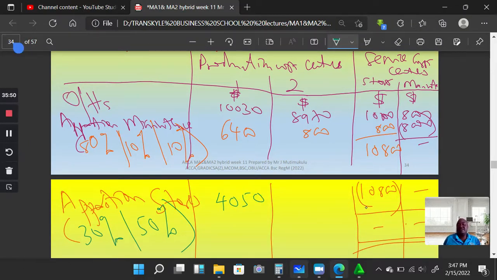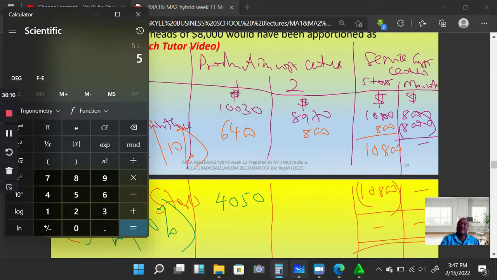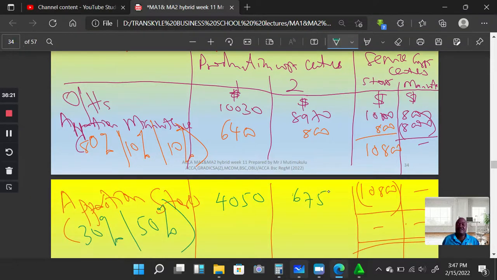Okay, we are apportioning this figure. The next one, we want to find the figure for here, so we are going to say 50% over 80%, or 50 over 80, or 5 over 8. It's the same thing. 5 over 8 multiplied by 10,800. That's 6,750.